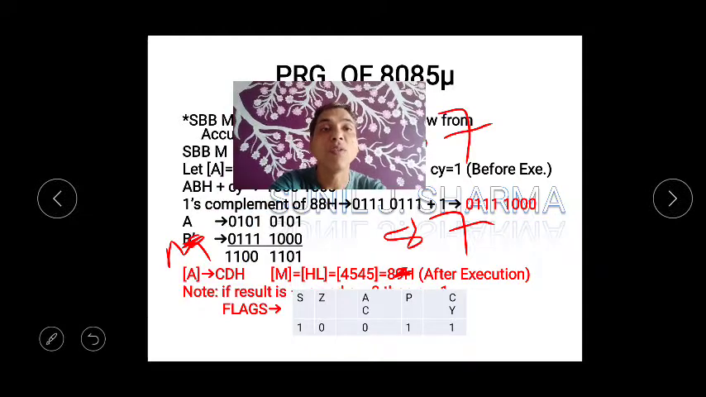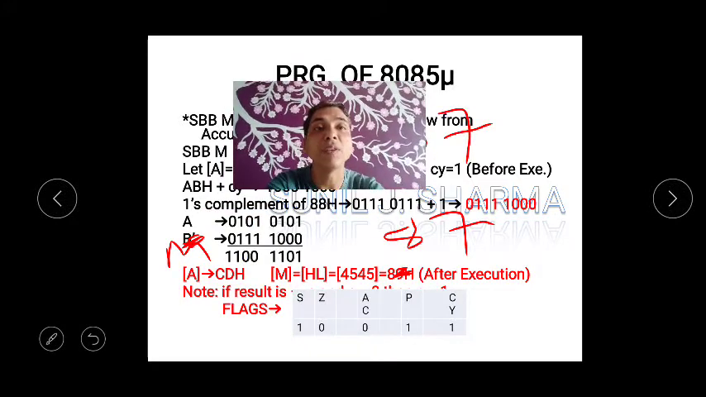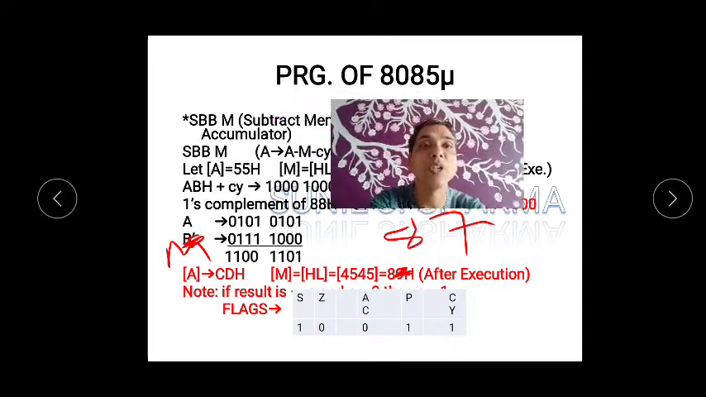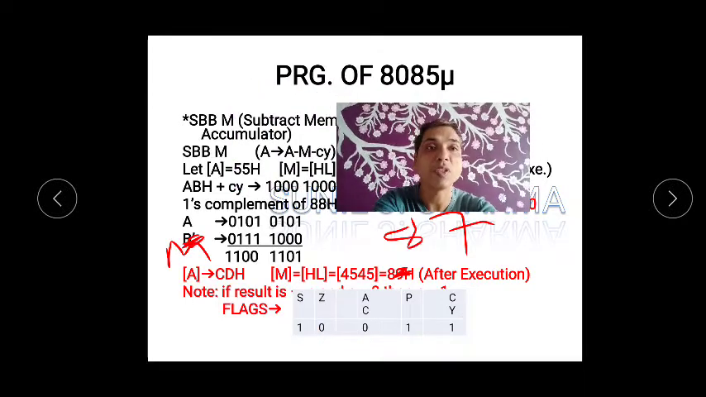Okay, now since the result is negative, so you are having a negative value, so sign flag has to be 1 and carry flag has to be 0. Okay, we are following the same rules.